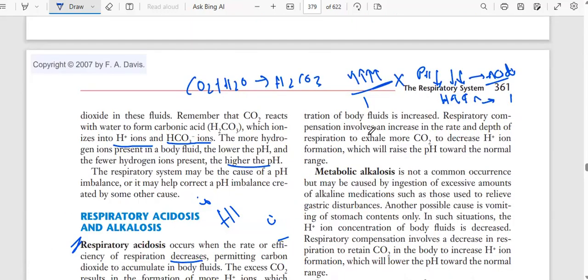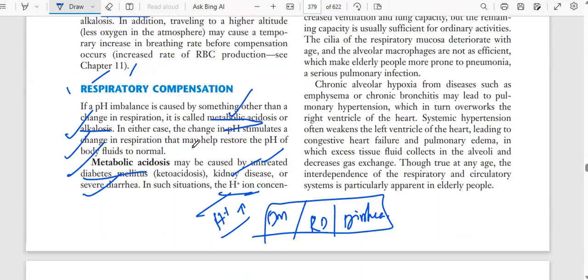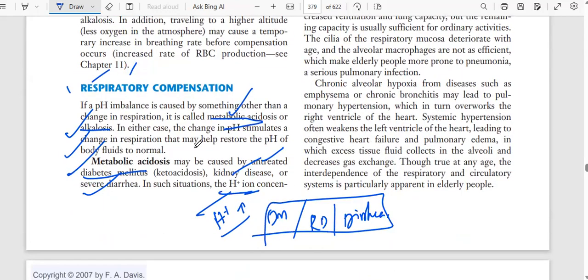Respiratory compensation involves an increase in the rate and depth of respiration to exhale more carbon dioxide and decrease H plus ion formation, which will raise the pH toward the normal range. So the respiratory system will help, because it eliminates carbon dioxide and takes in oxygen.